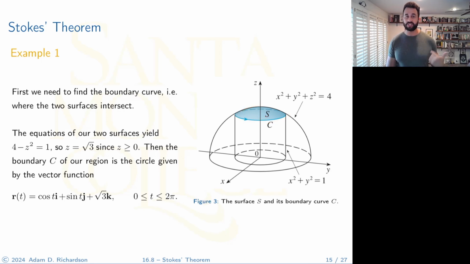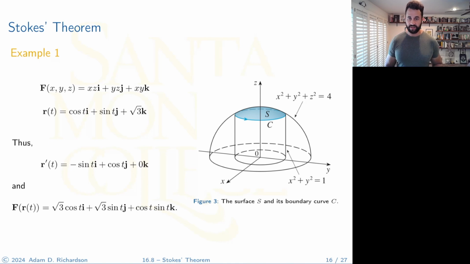Then, because it's circular in the x and y directions, we can just use the standard parameterization of the unit circle, cosine t, sine t. And then there's our z coordinate right there. All right, so now we have the vector function for our curve. And now we can proceed. Now we can compute that line integral over this curve.